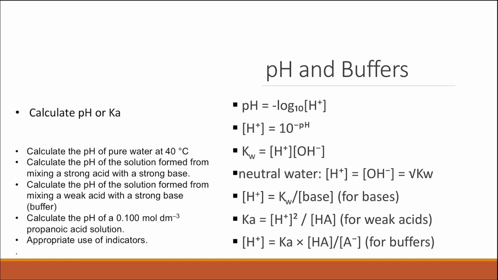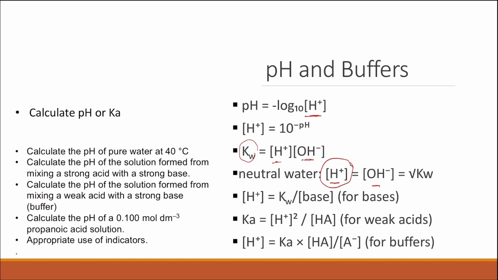So the pH is the minus log 10 of the hydrogen ion concentration. The ionic product of water equals the concentration of hydrogen ion times the concentration of the hydroxide. For pure water, the hydrogen ion concentration equals the hydroxide ion concentration. So the hydrogen ion concentration will equal the square root of the ionic product of water.